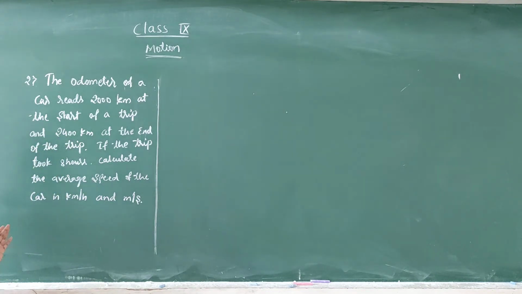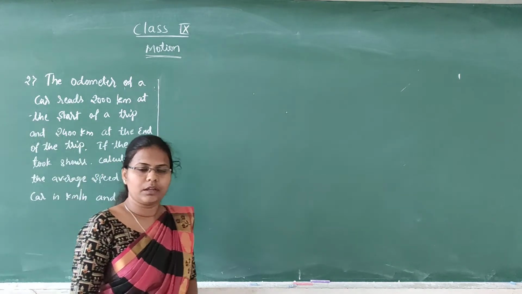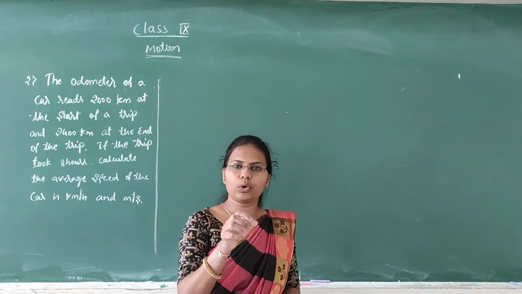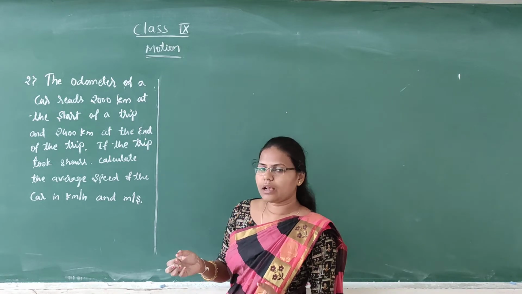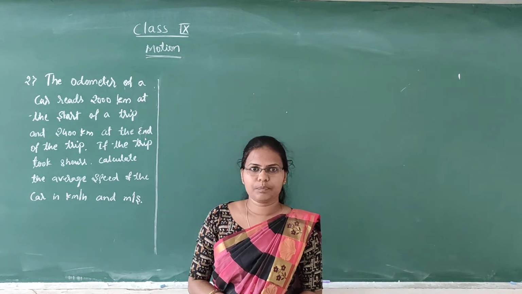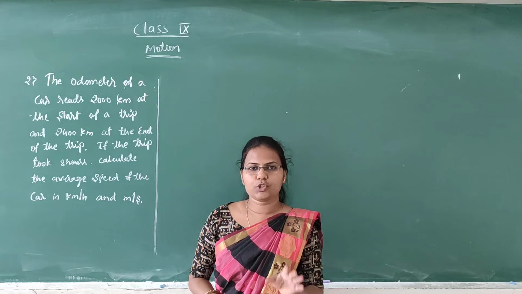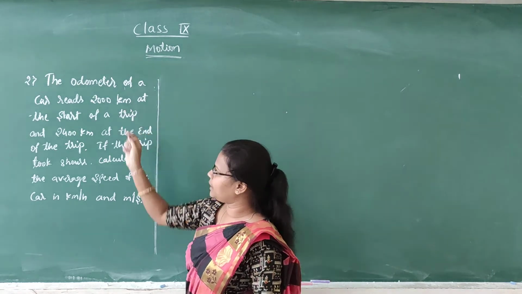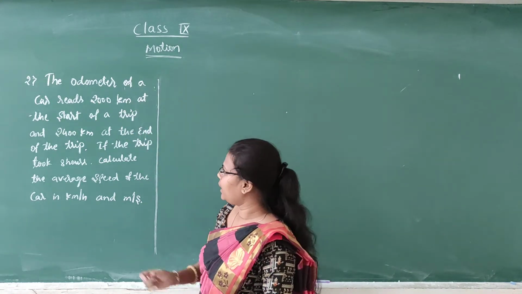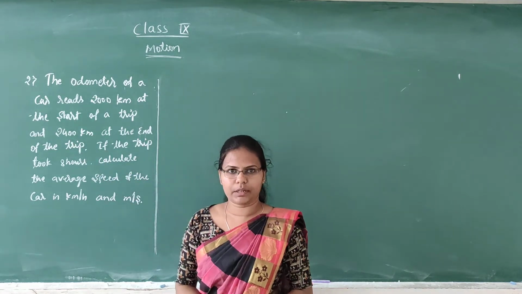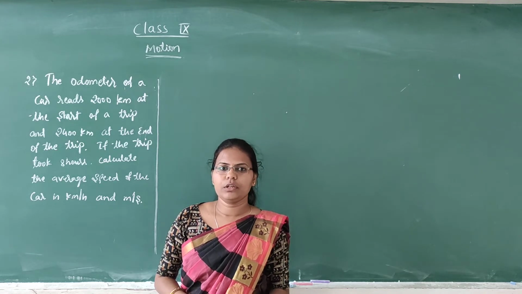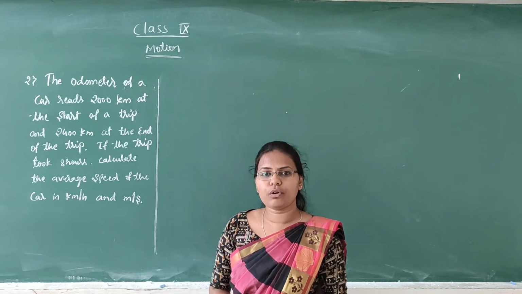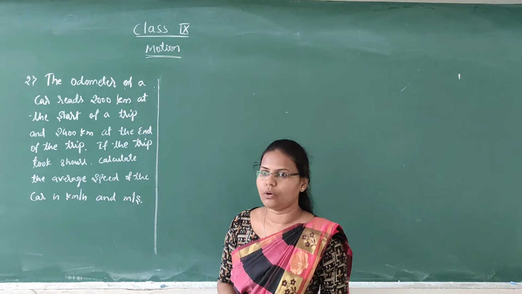Starting it shows 2000 km, and after 8 hours it shows 2400 kilometers. We have to calculate the average speed of the car. We know the formula: average speed is equal to total distance divided by total time taken. The odometer shows 2000 kilometers at the start and then 2400 kilometers. Then what is the distance traveled by the car? Yes, very good. The distance traveled by the car is 400 kilometers.